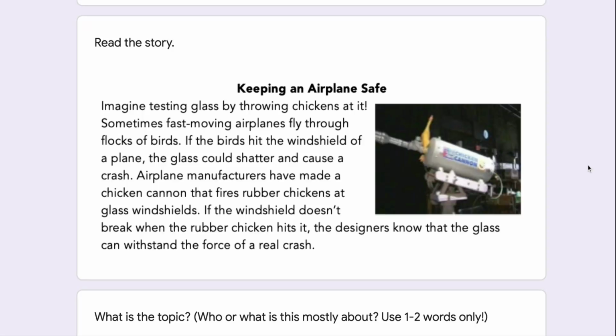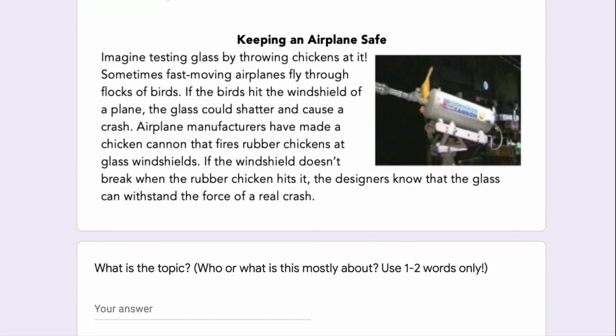Let's read together, Kipsters. Imagine testing glass by throwing chickens at it. Sometimes fast-moving airplanes fly through flocks of birds. If the birds hit the windshield of a plane, the glass could shatter and cause a crash. Airplane manufacturers have made a chicken cannon that fires rubber chickens at glass windshields. If the windshield doesn't break when the rubber chicken hits it, the designers know that the glass can withstand the force of a real crash.